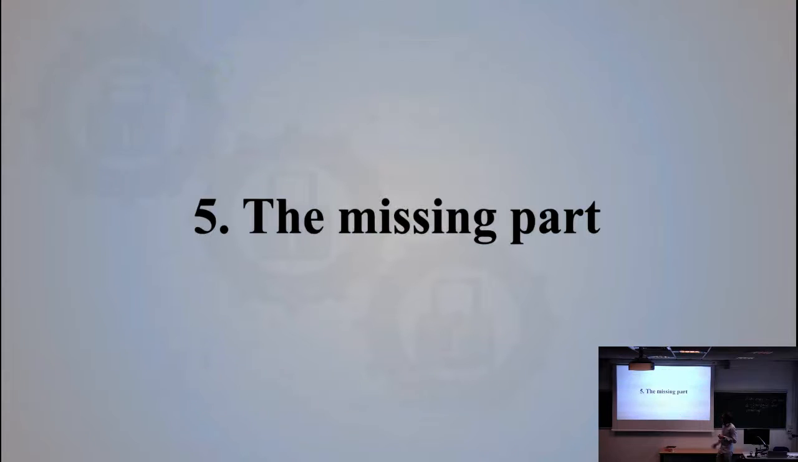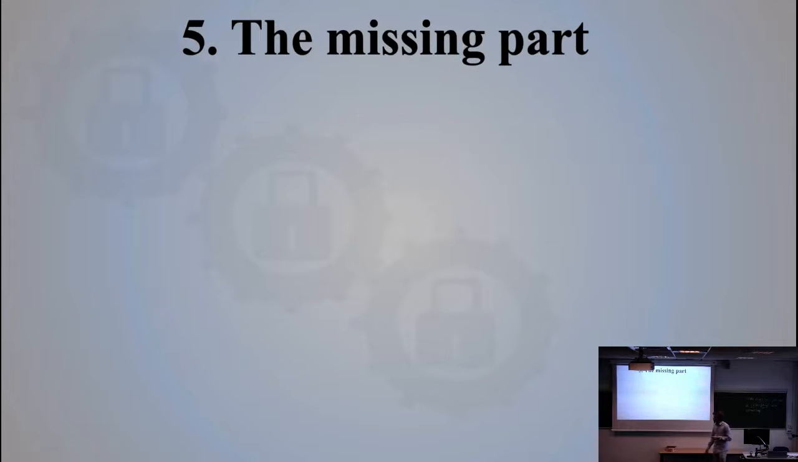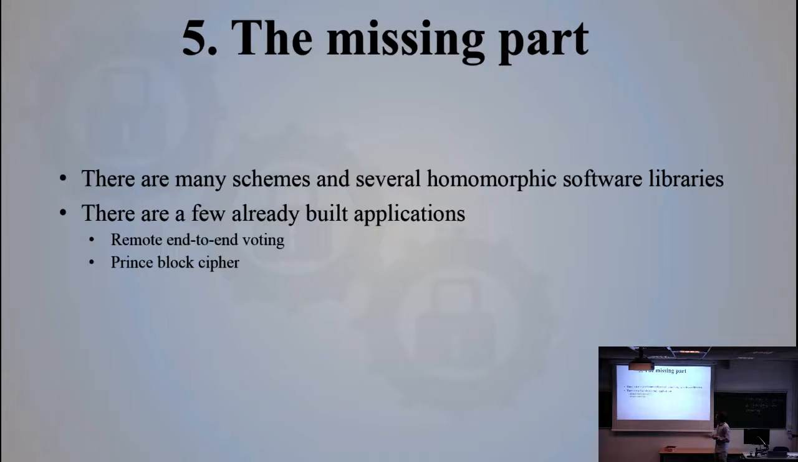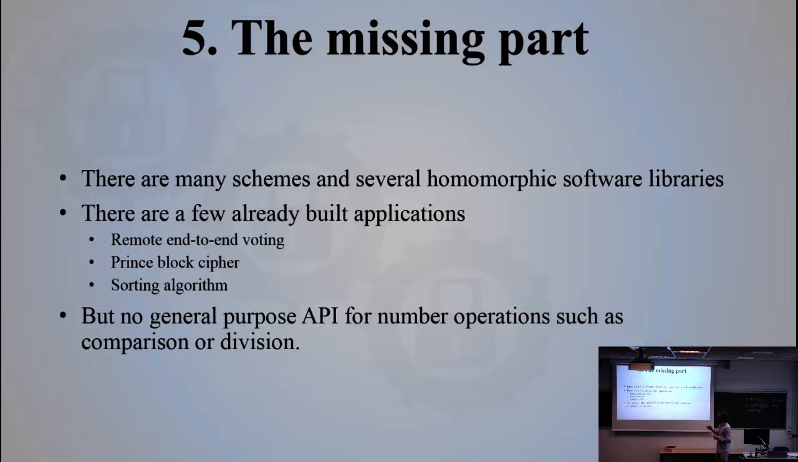All right, now the missing part: I will explain where my project fits. There are many schemes and many libraries. There are already a few built applications, such as remote end-to-end voting, but there's no general purpose API for number operations, such as comparison or division.